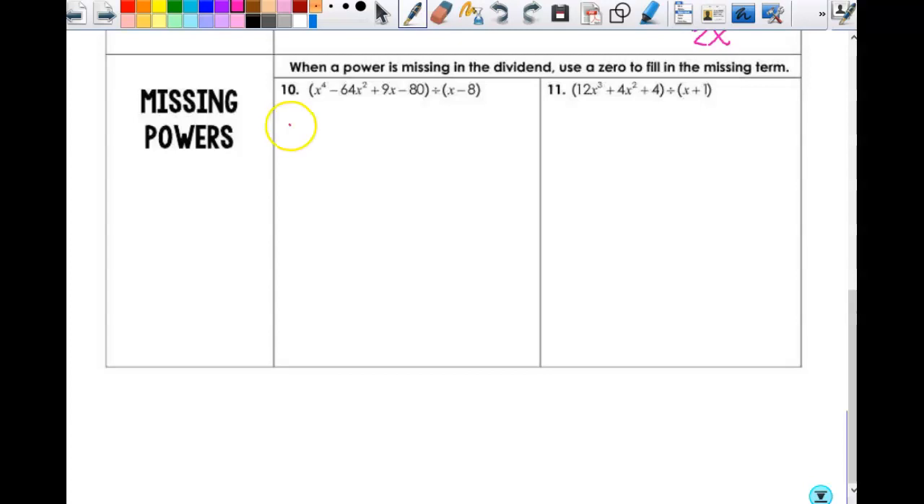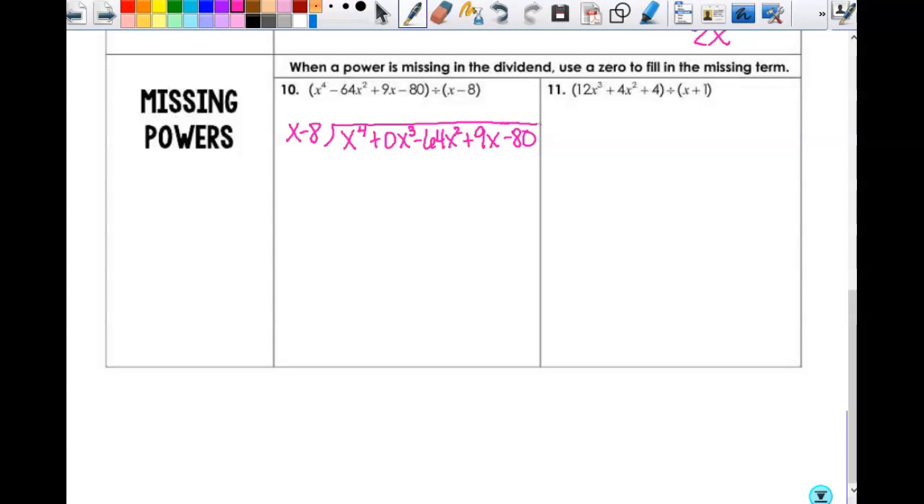So on here, we get x minus 8, and on the inside here, every single exponent has to be accounted for. So this is x to the 4th. There is not an x cubed term, so you have to put a placeholder, plus 0x cubed. And then minus 64x squared plus 9x minus 80. So there could be more than one missing term, but make sure that there is a placeholder under there or it's going to mess up things, okay?